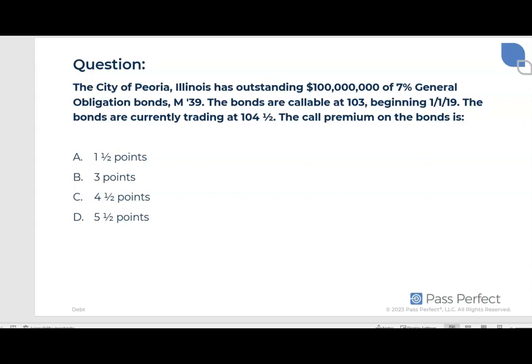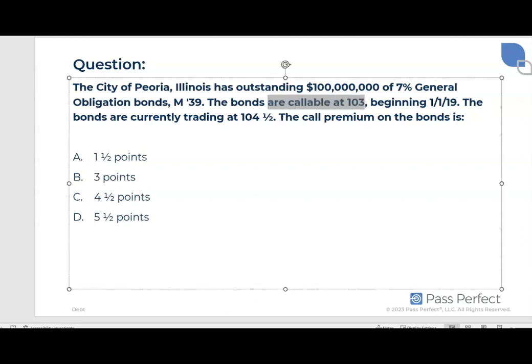Okay, so what does it tell us? The bonds are callable at 103, and the bonds are currently trading at 104.5, and it asks what's the call premium on the bonds. So, what's the definition of call premium? Call premium is if the bond is called away, that means the issuer cashes out the investors prematurely. They have to give them something over and above the par value to make up for that inconvenience.